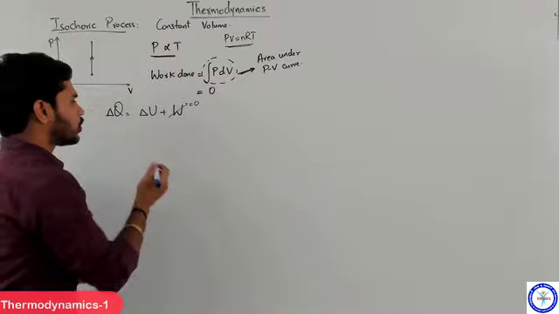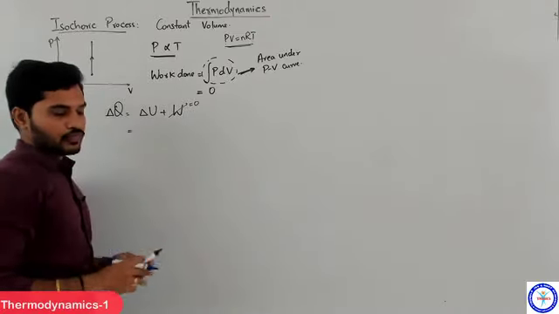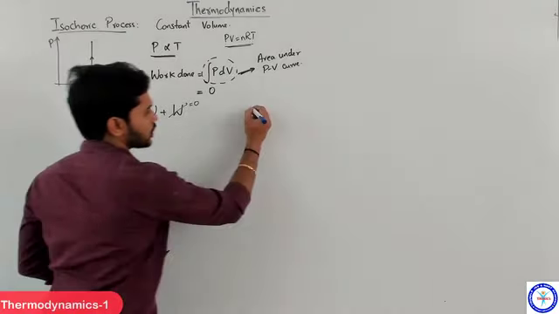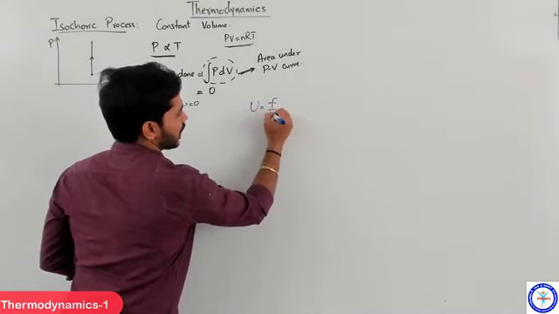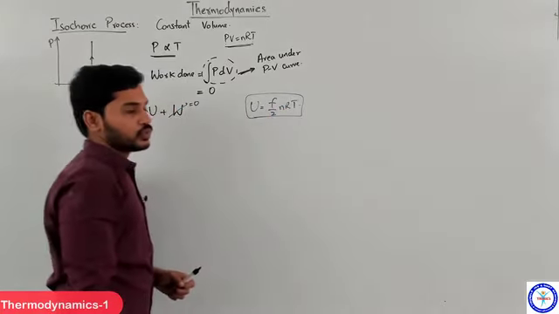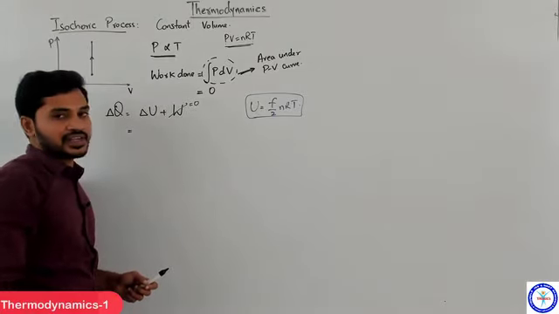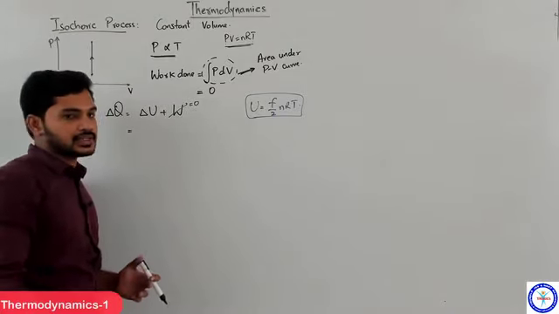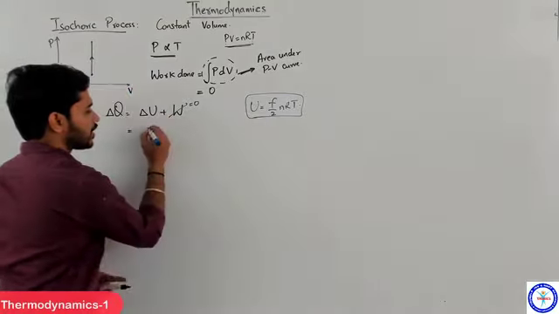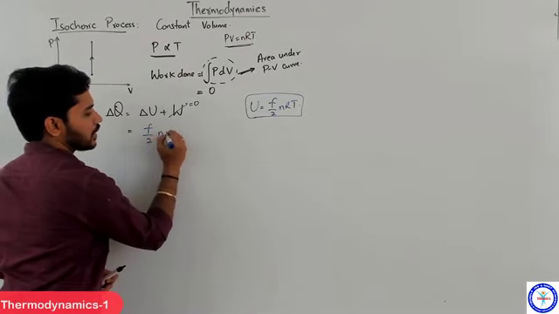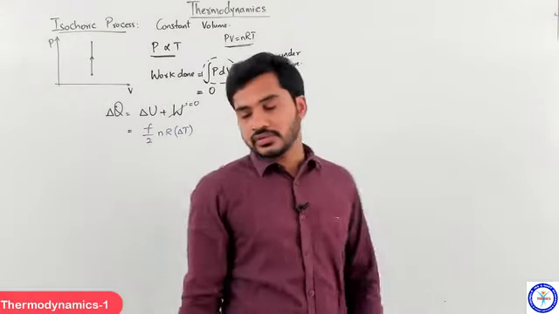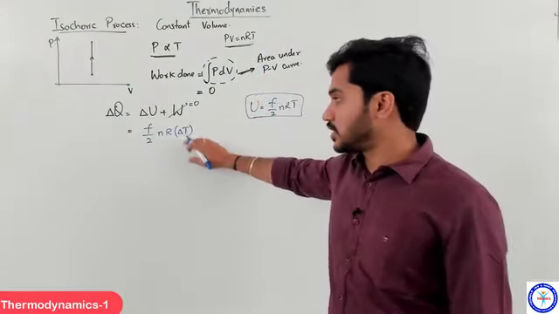Clear, students? And you all know that for any gas, if I have to write the expression for change in internal energy, you know that the expression for U is F by 2 nRT. We discussed this in KTG. So we can write U for any gas as F by 2 nRT, where F is the degrees of freedom that the gas has. So even here, delta U, which means change in internal energy, can be written as F by 2 nR delta T. Correct? So that is how we represent the change in internal energy.